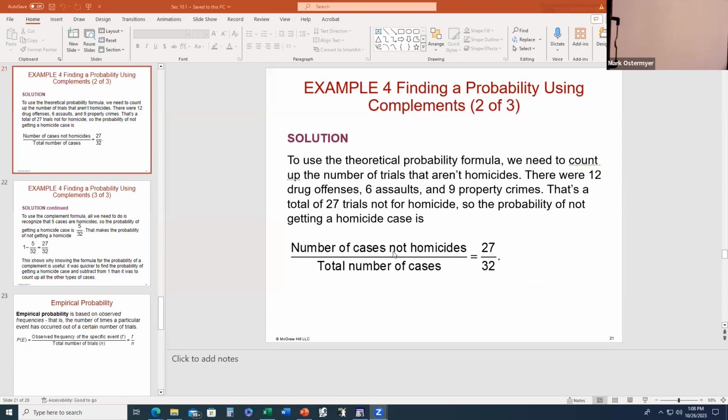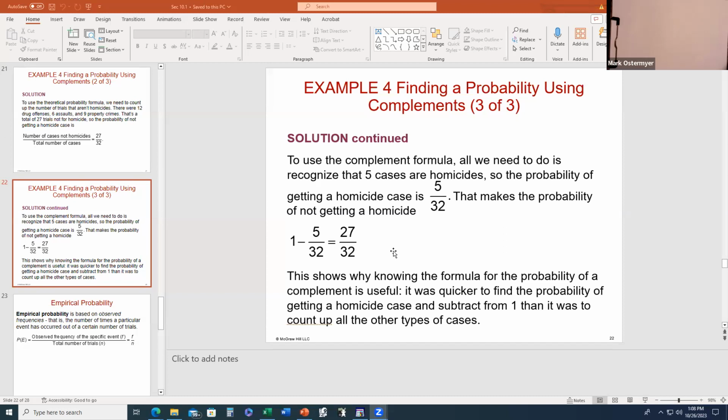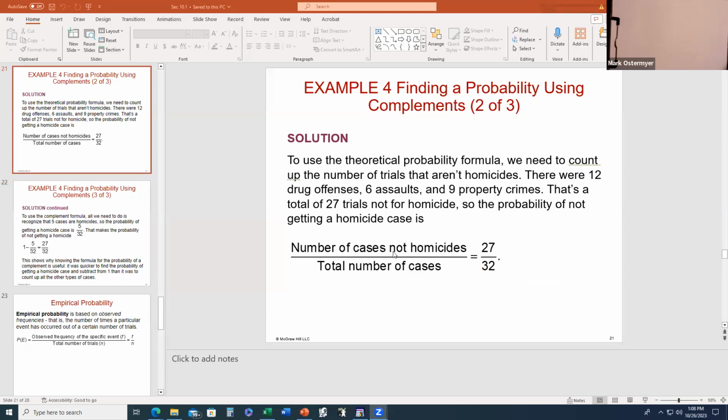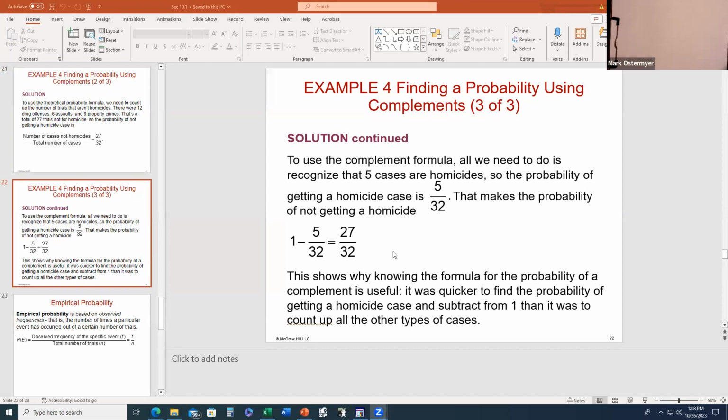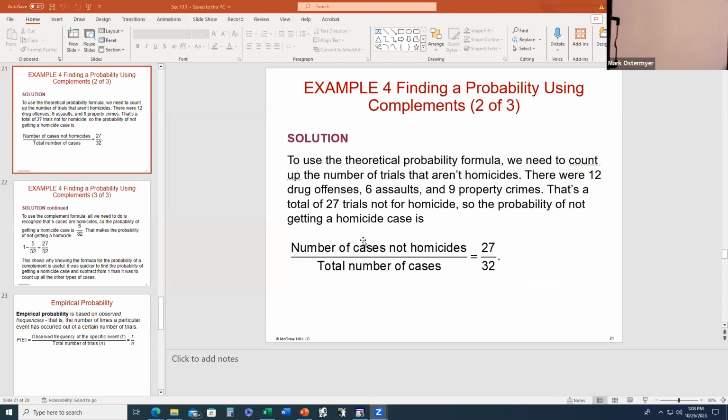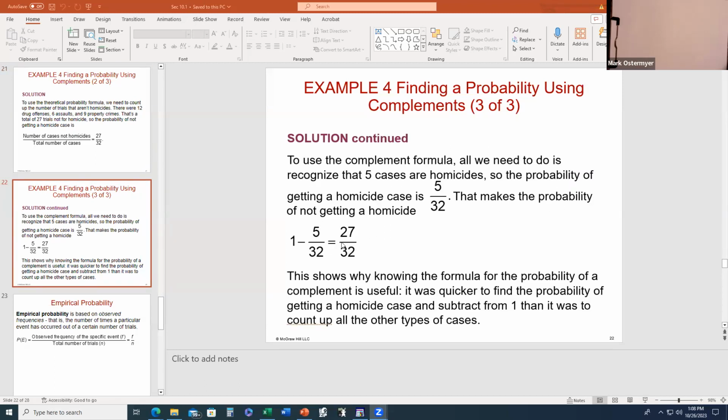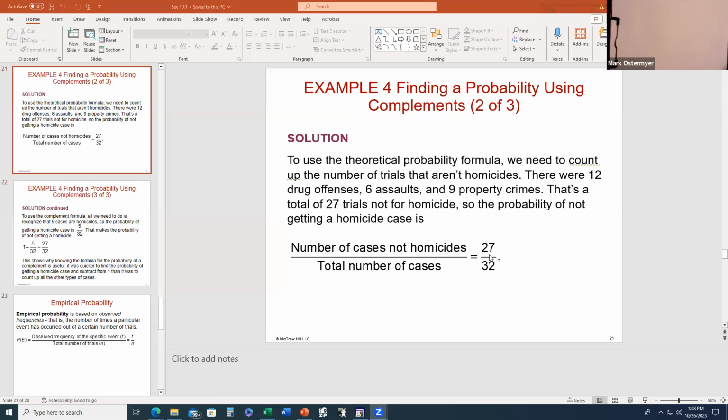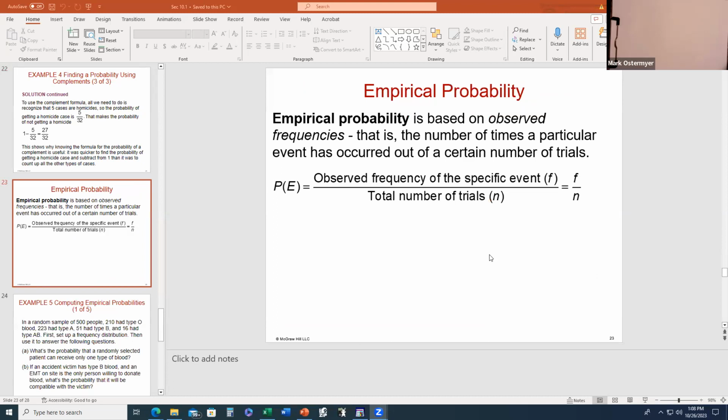So both ways of computing the probability that a juror will not be selected for a homicide case yield the same probability of 27 over 32. Whether you want to compute it this way or use the complementary probability rule and compute it this way, all right, both ways work. Any questions about that there? Okay.